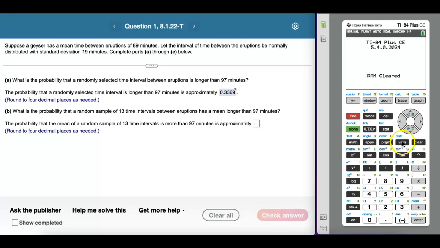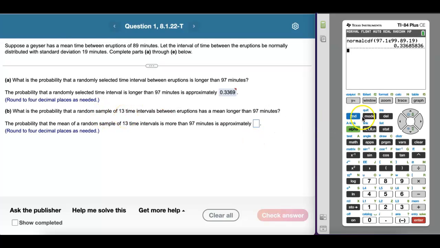So here I can go to 2nd VARS, normal CDF. My lower bound is 97. Let's set the upper at the highest, 1E99. The mean, 89, and the standard deviation, 19. And that's how we arrive at this 0.3369.